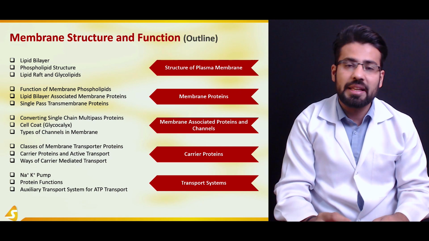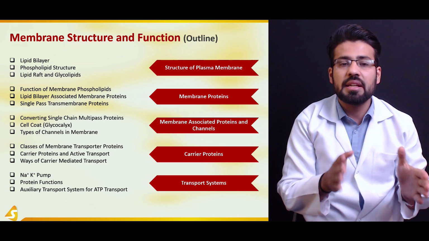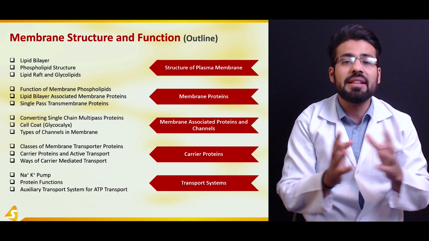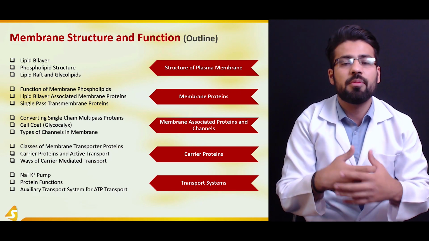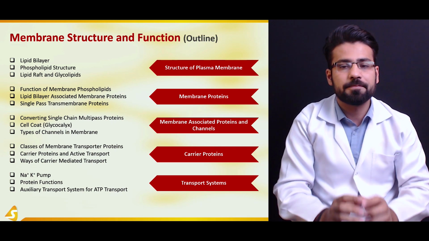This would be followed by the lipid bilayer associated membrane proteins, and we are going to see the single pass transmembrane protein and their structure and how they are different from the beta barrels, and there are very different kinds of proteins as well that are included.